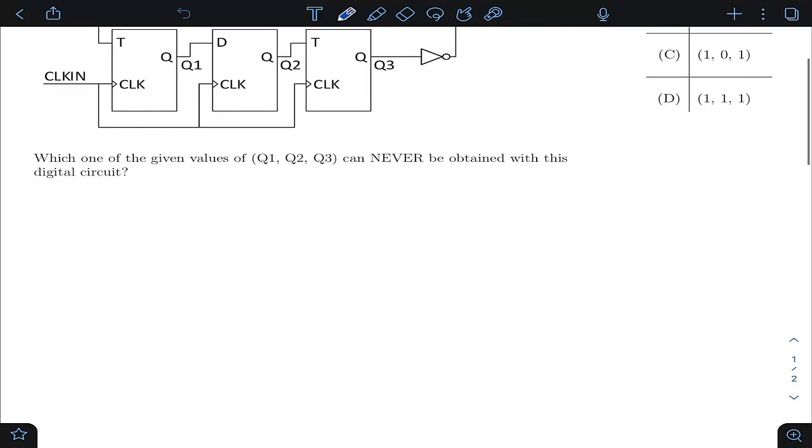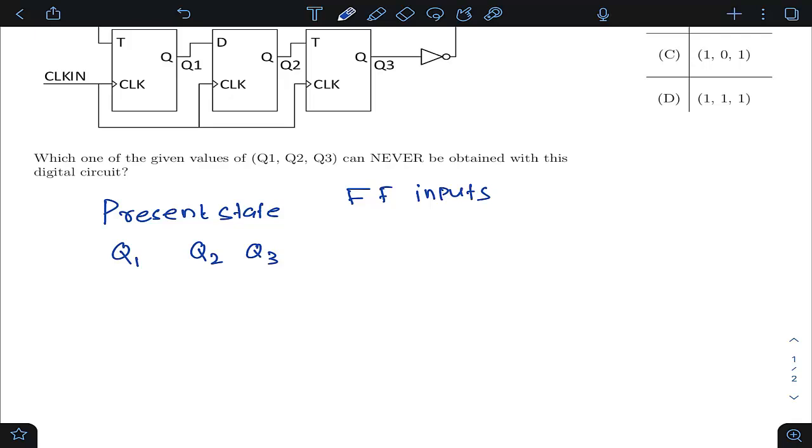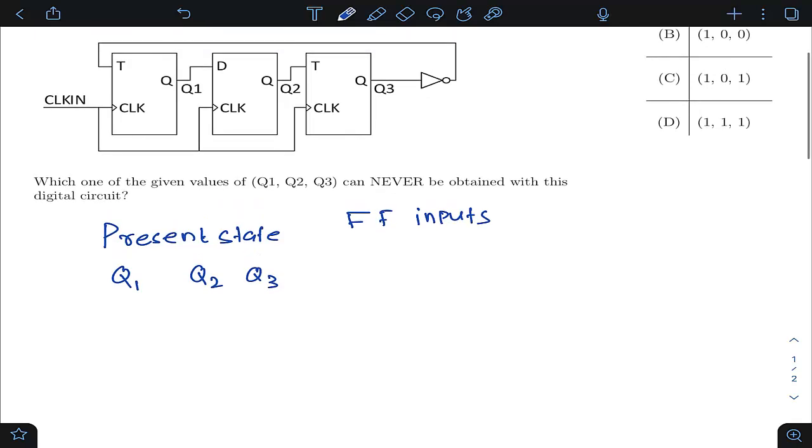As usual, we'll make a table. The first column in the table is the present state. There are 3 flip-flops, so let me write Q1, Q2 and Q3. Then you'll have the flip-flop inputs. So what are the flip-flop inputs? Let me name them T1, D2 and T3. So this is your T1, then you have D2 and then T3.